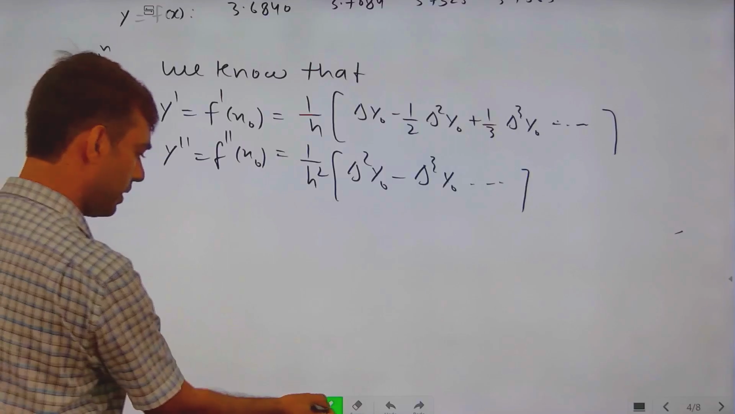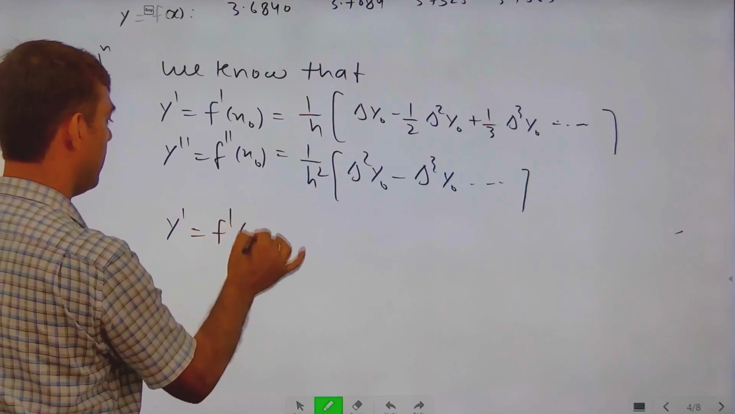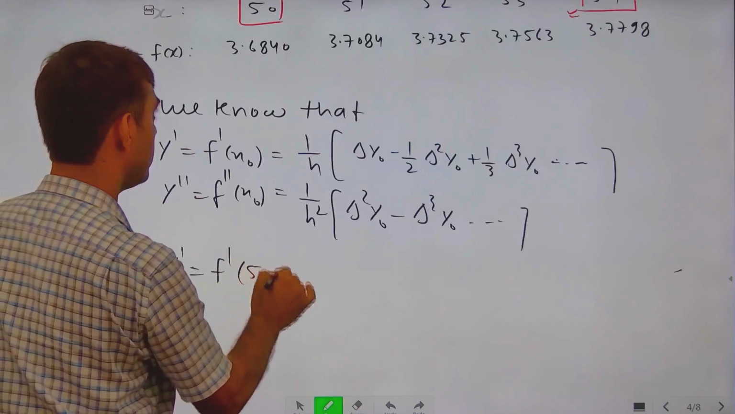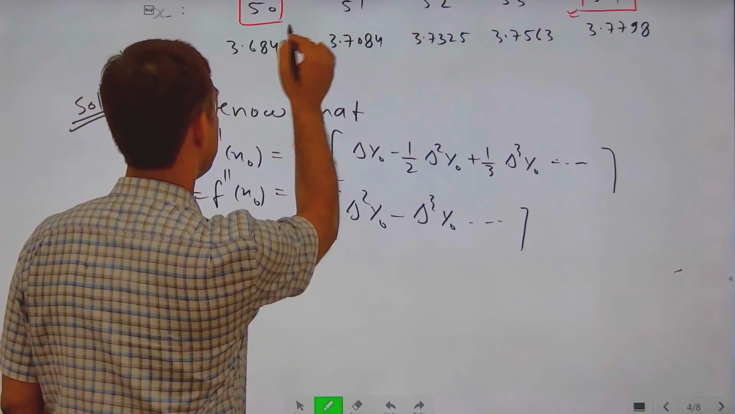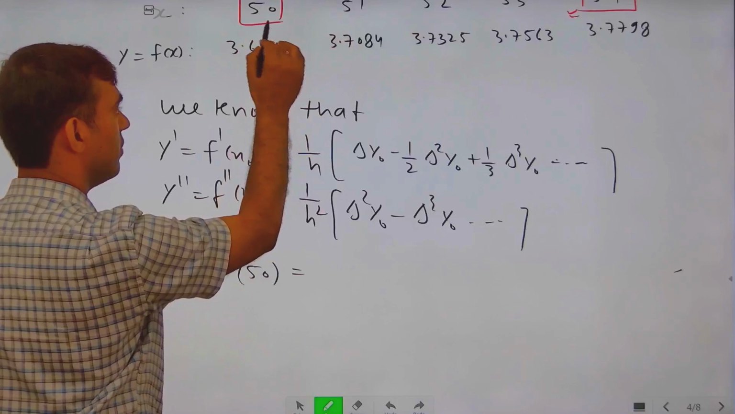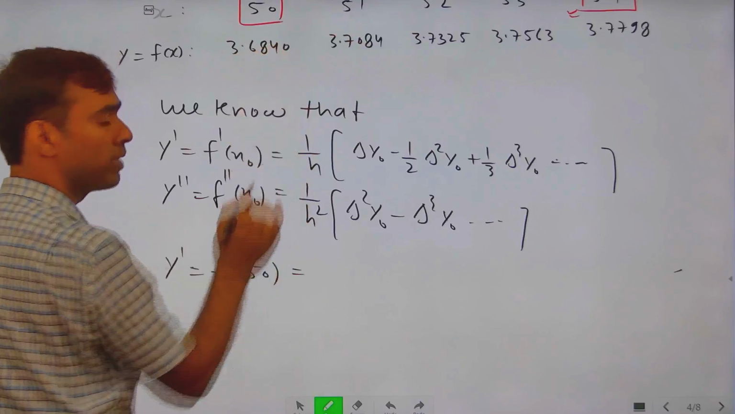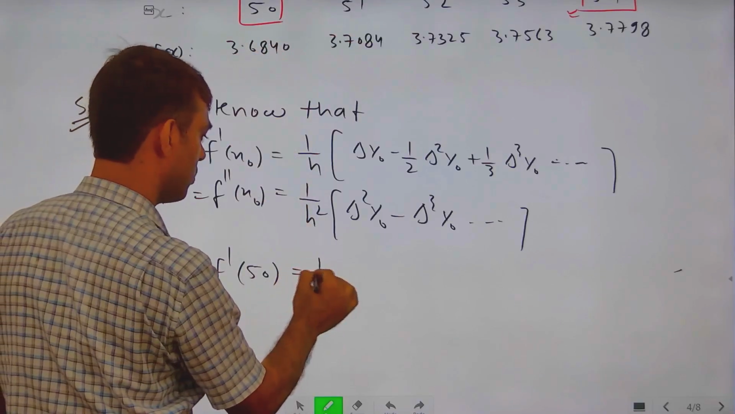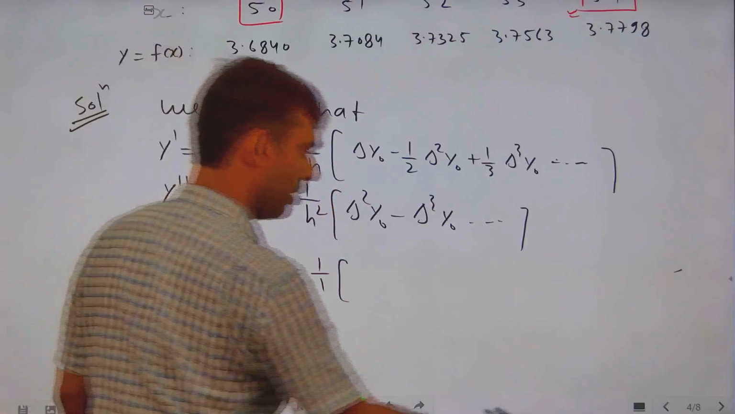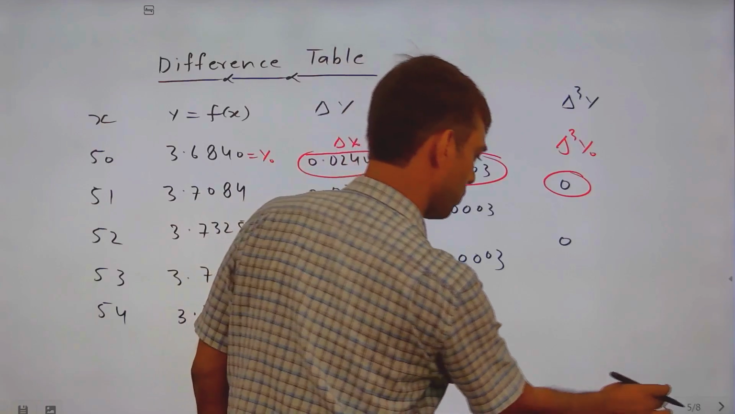So what is the value of y dash, that is f dash at x equal 50? It becomes 1 upon h. h is 51 minus 50, which is 1, because the class interval between each data point from 50 to 51 is 1. So 1 upon 1. From here we put the value of del y0. So what is the value of del y0? The value of del y0 is 0.0244.